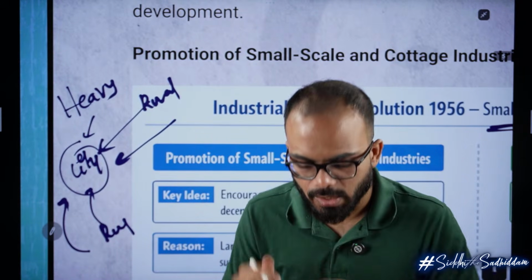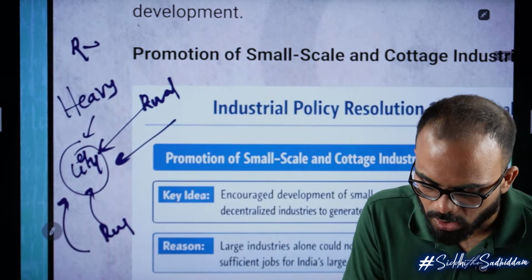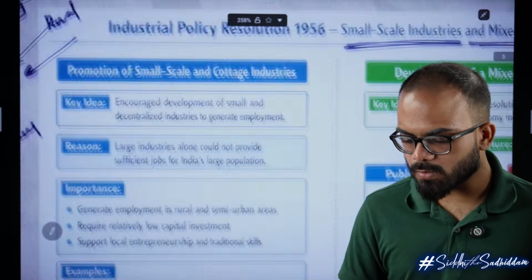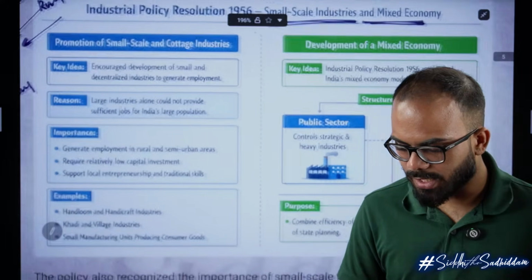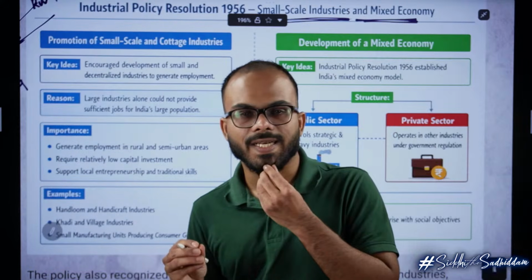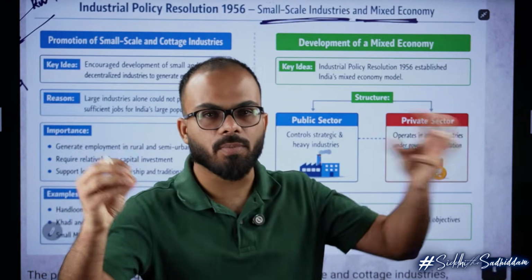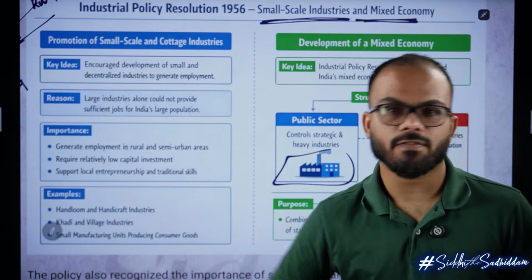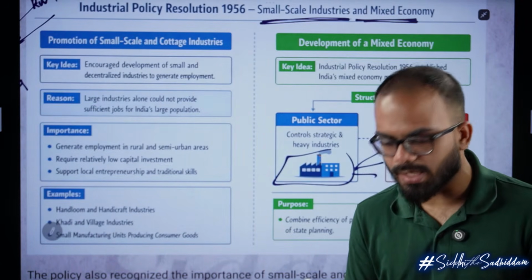So the Government of India wanted to avoid this one-way rural to urban migration. So they thought, why not promote small scale cottage industries? Because the idea was that the small scale industries would act as a support to the larger industry. For example, there are heavy industries, but heavy industries could definitely buy smaller things from these small scale industries.